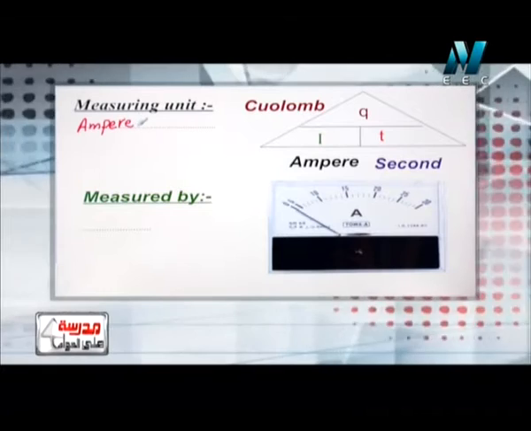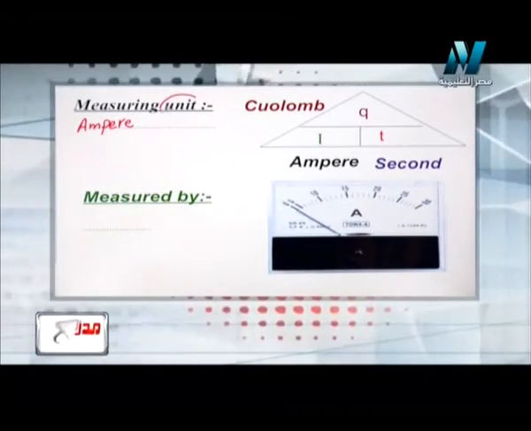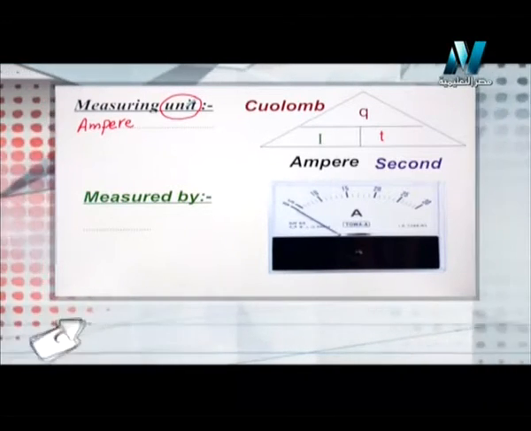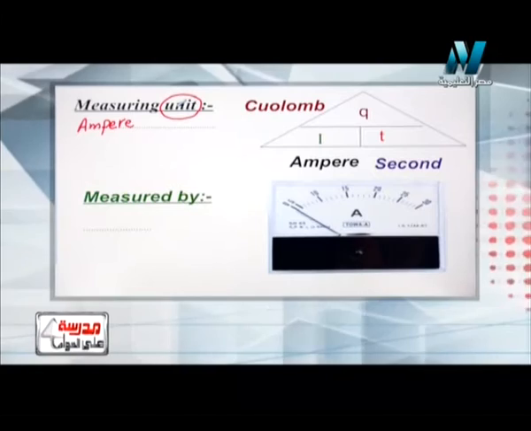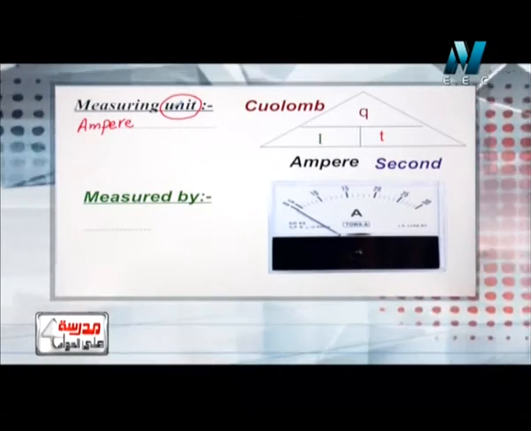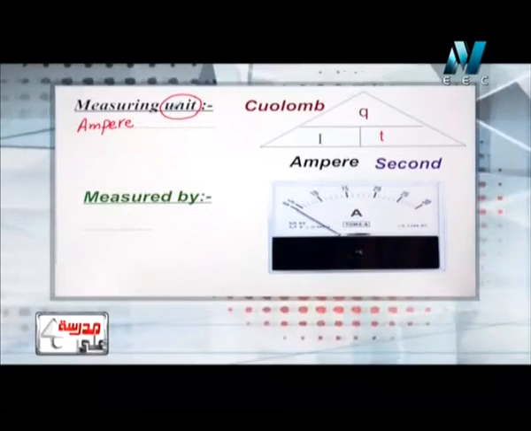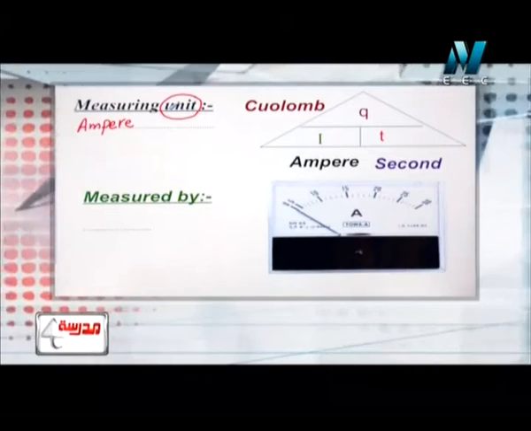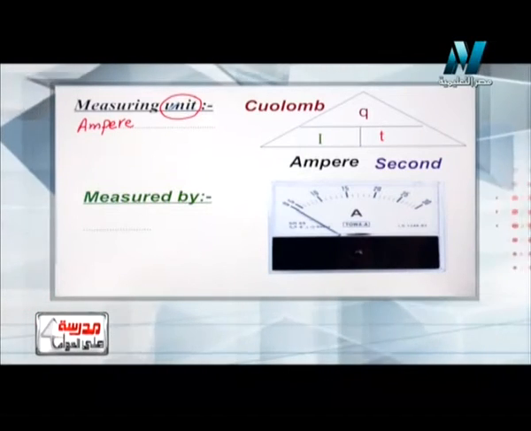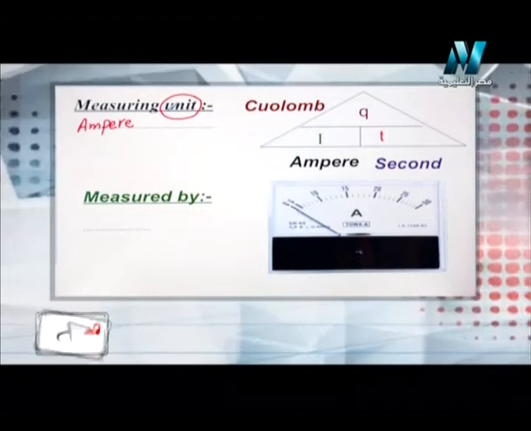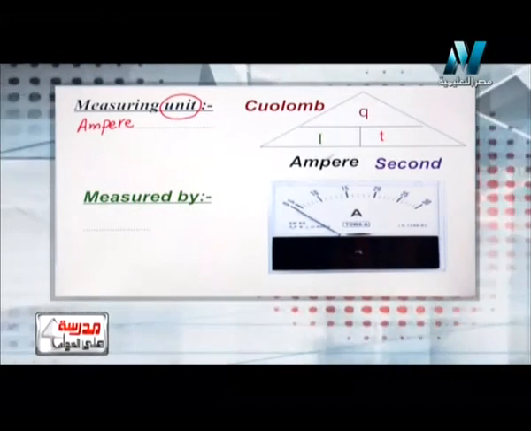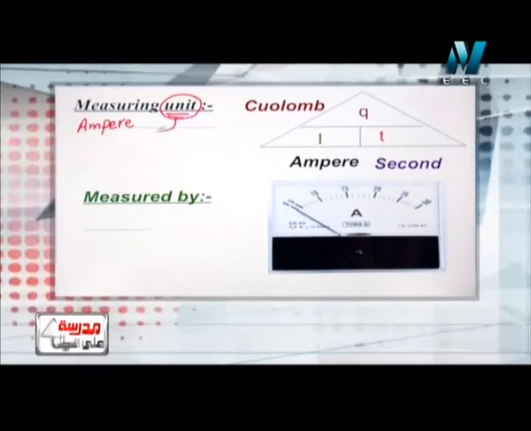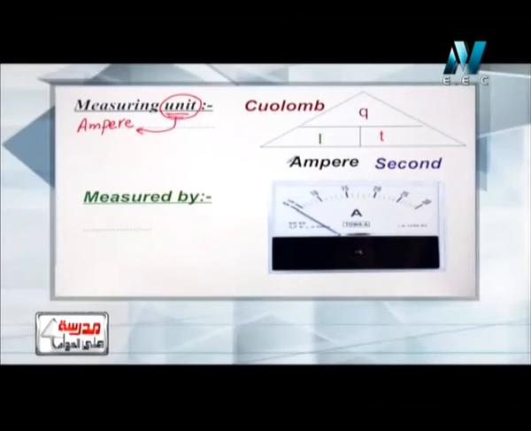Measuring unit is ampere. Be careful: when he says measuring unit, it means the item or symbol behind the number, the word I put next to the number. Like the measuring unit of mass is kilogram, I say 5 kilograms. When he asks for the measuring unit of the electric current intensity, I say 7 ampere, 10 ampere, 3 ampere and so on. So the measuring unit here is ampere.